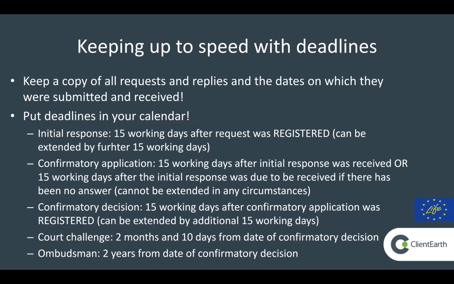And apart from that, as soon as I do an access to documents request, I put in my calendar when I should expect to receive a reply, what would be the 15 working day deadline when it would expire. And if the institution extends that, then I put that in my calendar, and that way I really keep track. Because the important thing to understand is that if an institution does not respond, then the deadline for your confirmatory application starts to run from when the response was due. So you really have to be on top of when that date is in case they don't respond.